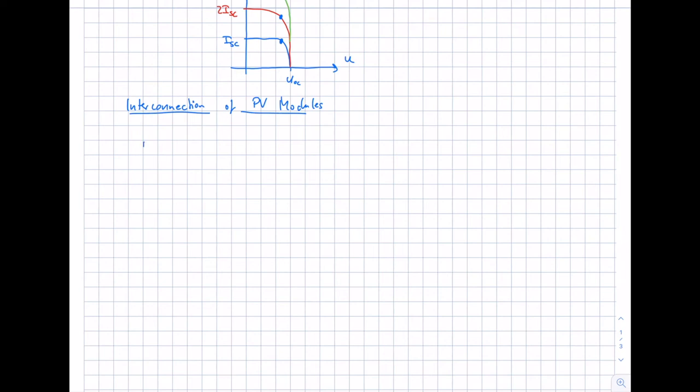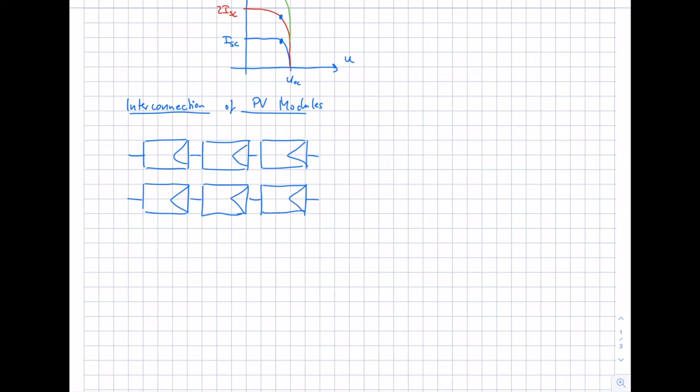We take our first module, take a second one, and a third one. So we get this module string, and then let's take a second string with the same number of modules connected in series. And let's take a third one. So we have three strings with three modules each and interconnect them in this way.